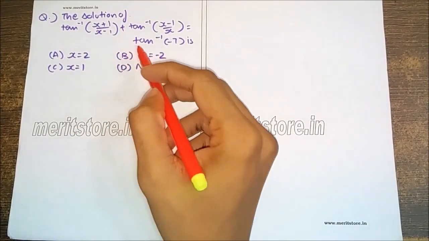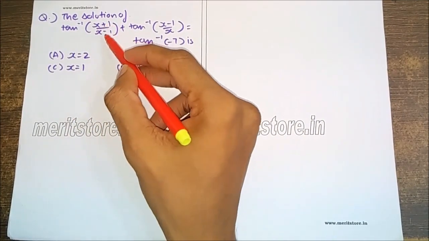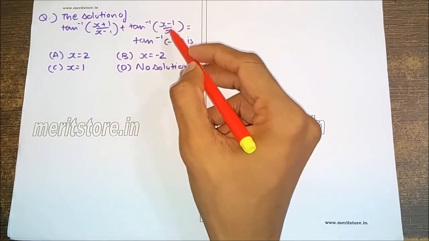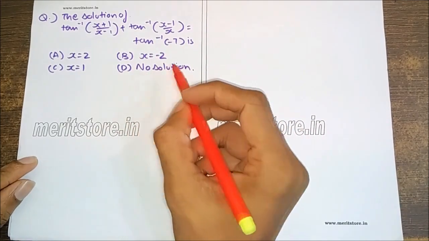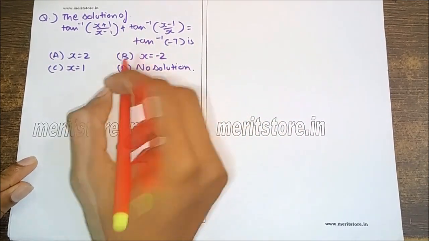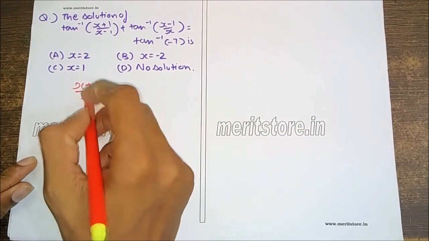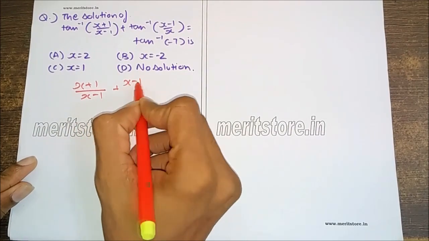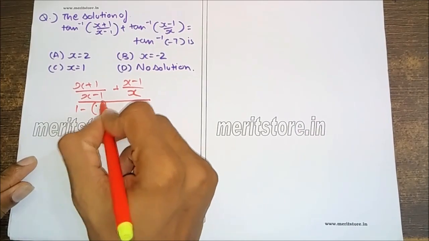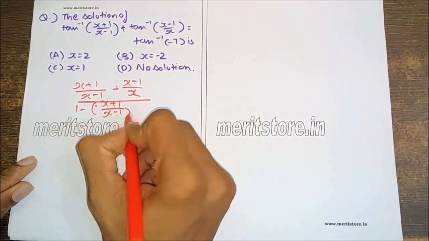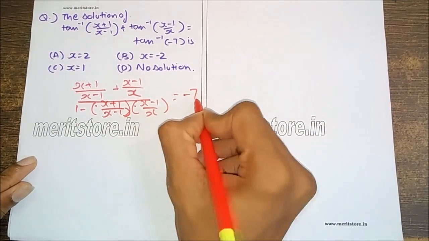Next question, the solution of tan inverse of x plus 1 upon x minus 1 plus tan inverse of x minus 1 upon x is equal to tan inverse of minus 7 is. We're given 4 options over here. We can write this expression as x plus 1 upon x minus 1 plus x minus 1 upon x, upon 1 minus x plus 1 upon x minus 1 into x minus 1 upon x, is equal to minus 7.